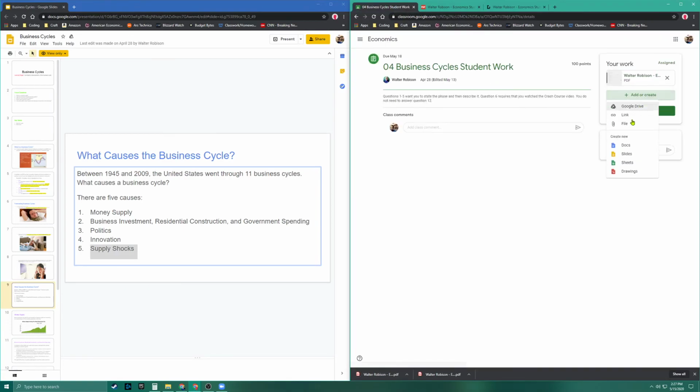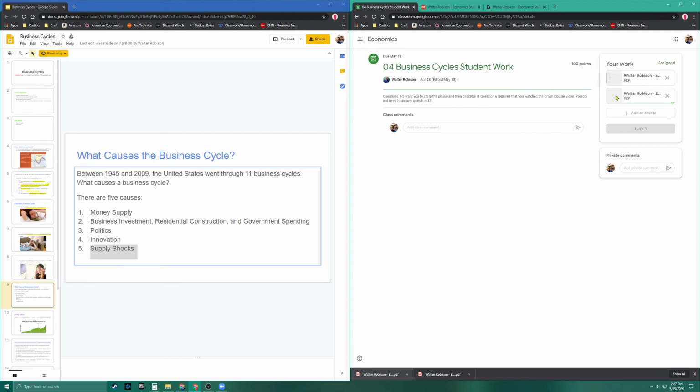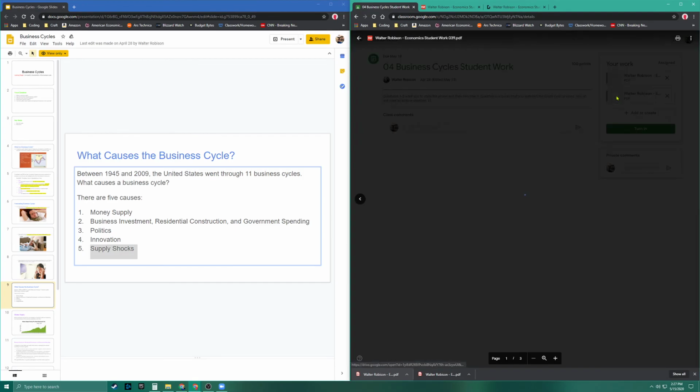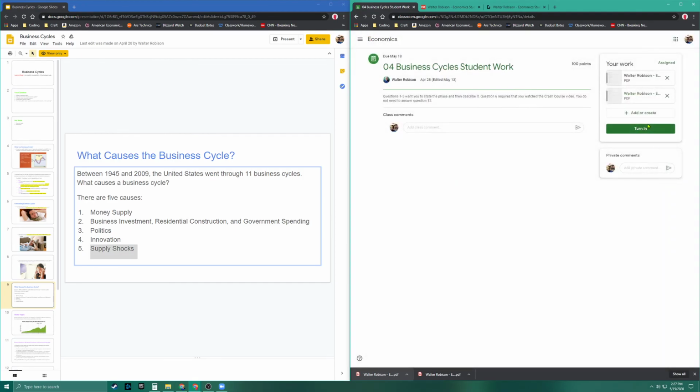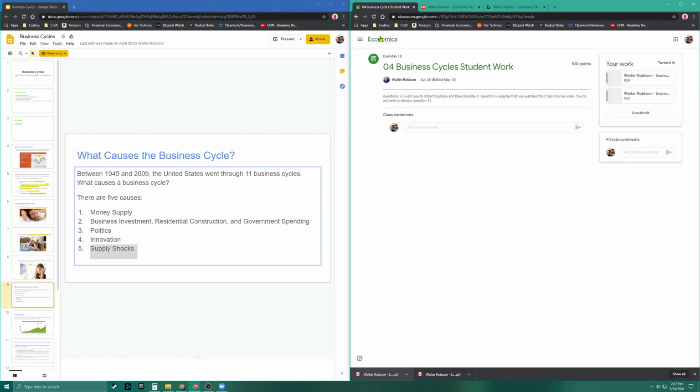You click add or create, and this is going to be a file. Just drag that into there. And you upload it. Click it once it's uploaded to make sure that the information is there as you want it. And it is, and then you click turn in. So you should be good with your work up to the business cycle.